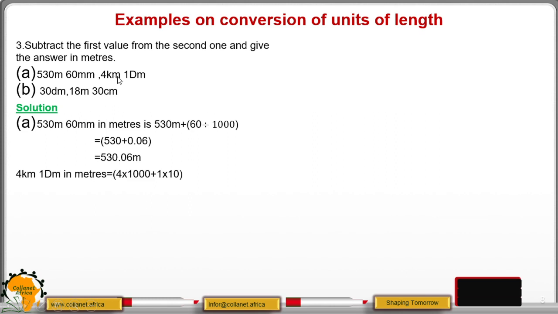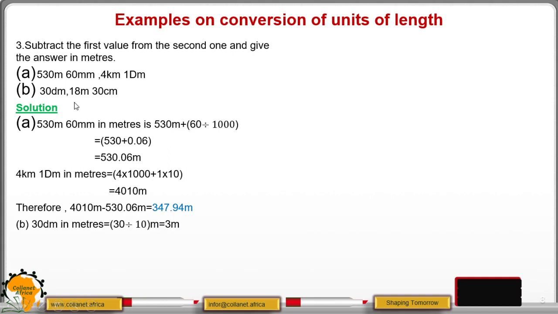Then the second one, you convert it into meters again. 4 kilometers, you multiply by 1,000. And then 1 decameter, you multiply by 10. So by so doing, you will get 4,000 plus 10, you get 4,010 meters. After converting them into the same unit, which is meters, then you subtract and you get that the value will be 347.94 meters.